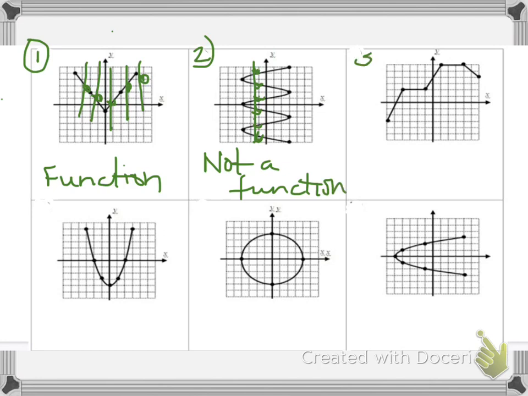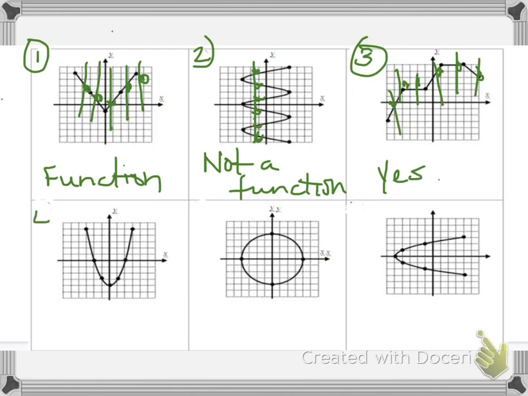What about graph number 3? Would this be a function? Let's try it. Here's my vertical line test. I'm passing this just once. I passed my line just one time, so yes, this would be a function. Yes, that is a function.